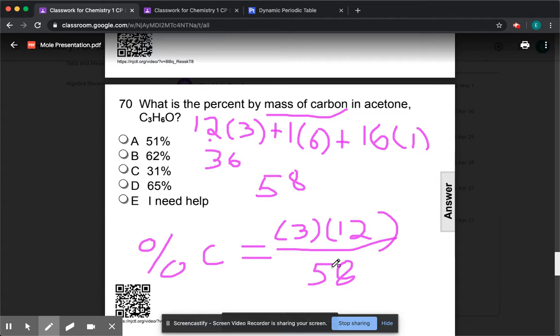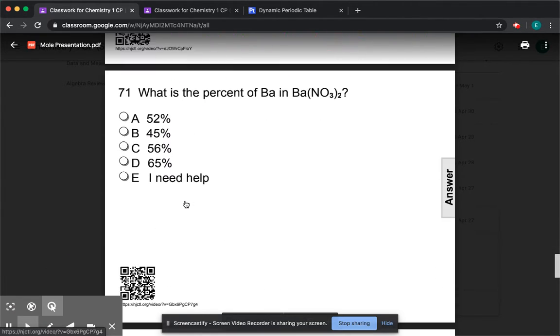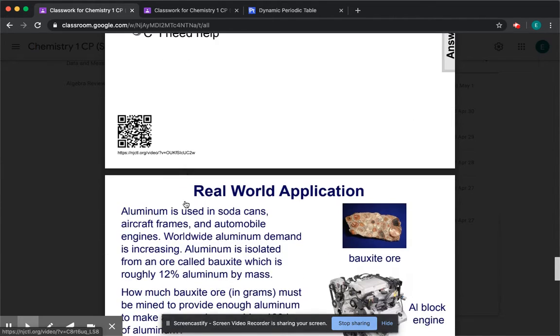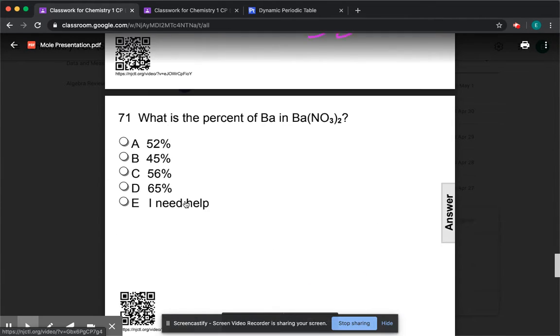Let me grab my calculator just so we can get this done. If you plug this into your calculator, you should get 62%. So the answer here is B. And that's enough examples with the percentages. That's how you do the percentage by mass.